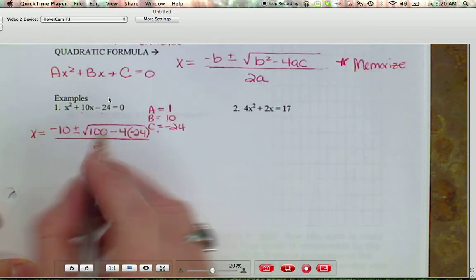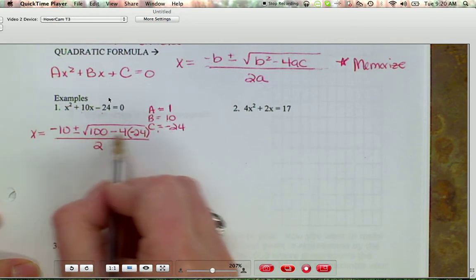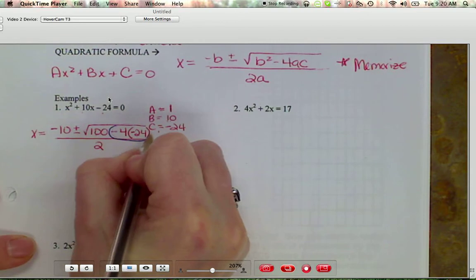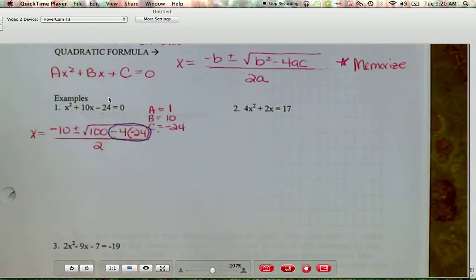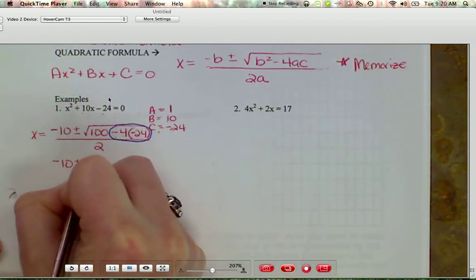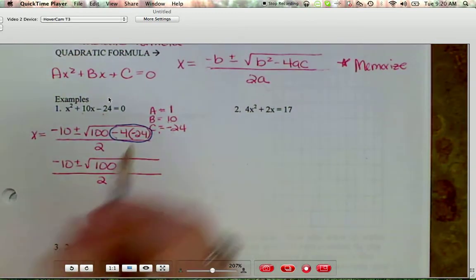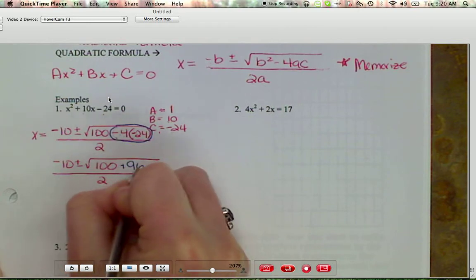Now you have to be careful that you follow the order of operations. So we do not subtract here first. We multiply these two together. And I would always look at these numbers as -4 times -24. So everything else will continue to come down. -10 plus or minus the square root of 100 all over 2. And then do -4 times -24, which gives us +96.